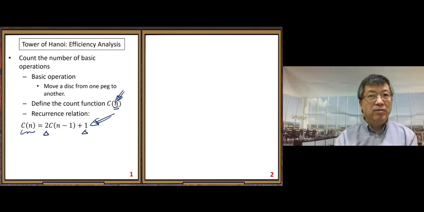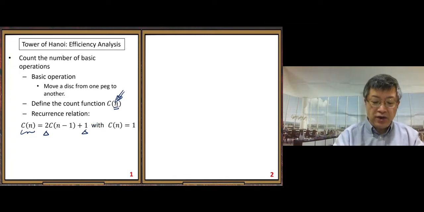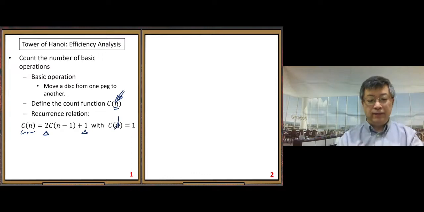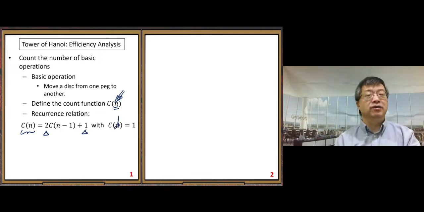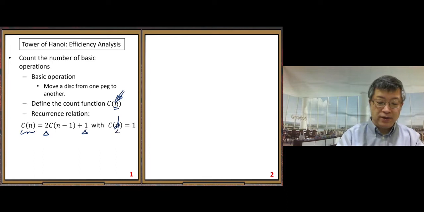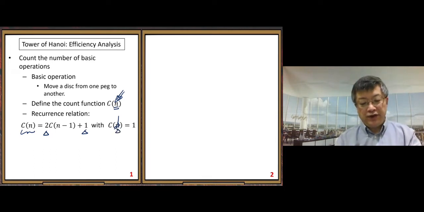Although it's pretty simple, the initial condition here should be C of 1, right? C of 1. So there's a typo here. We need to fix it. C of 1 equals 1. That's the starting base condition.